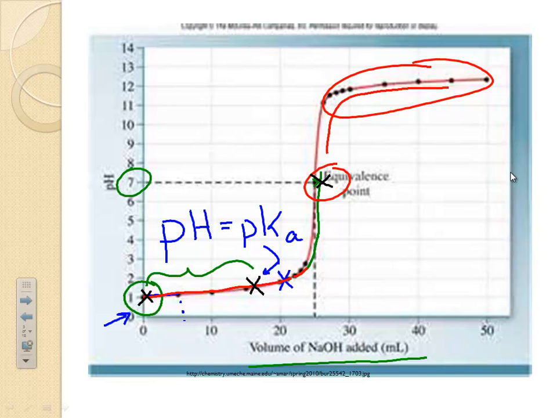So equivalence point, halfway point, initial pH. And one more thing worth pointing out is that this region in here is considered the buffer zone because we don't really have a change in pH. It's still resisting, still buffering against that change in pH. All right, let's take a look at a few more graphs.